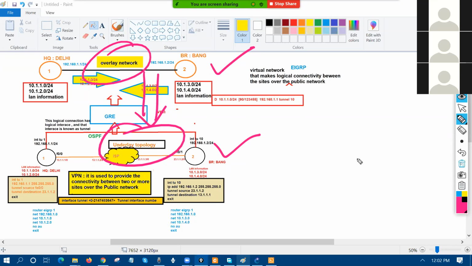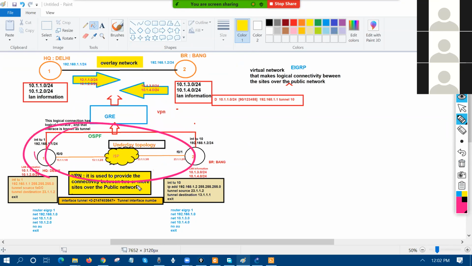If you have any issue with the reachability of the public IPs, you cannot achieve the overlay. Even if you are doing GRE, mGRE, DMVPN, GET VPN, everything, even the IPsec you're doing over there. So in IPsec, what happens? We are going to make a site-to-site VPN, right? Even there we need reachability. Reachability must be there. Underlay should be present.